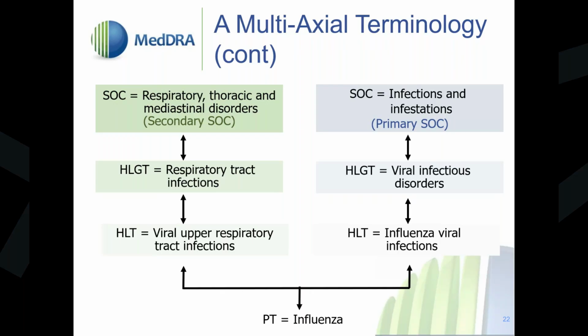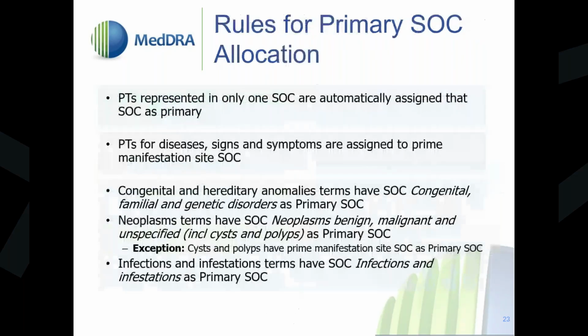So what are the rules for assigning primary system organ class? Here are the basic rules. The first one is pretty much self-evident. If there's only one system organ class that the term links to, then that's the only option. So it's the automatically assigned primary system organ class. Generally, PTs that represent diseases, signs, and symptoms are assigned to the system organ class linked to the prime manifestation site. But there are exceptions to this approach.